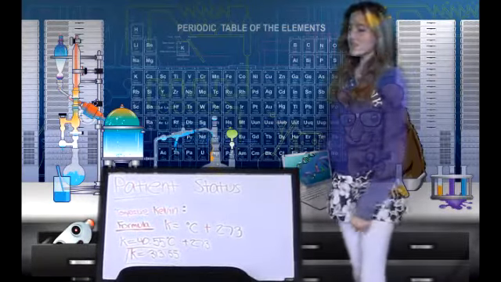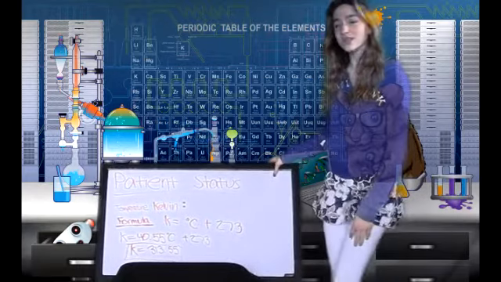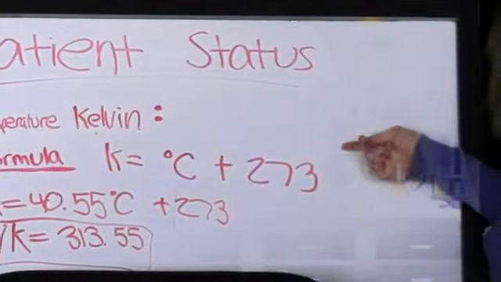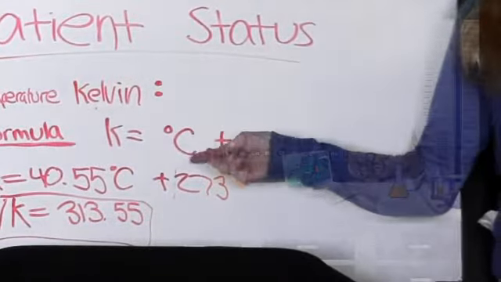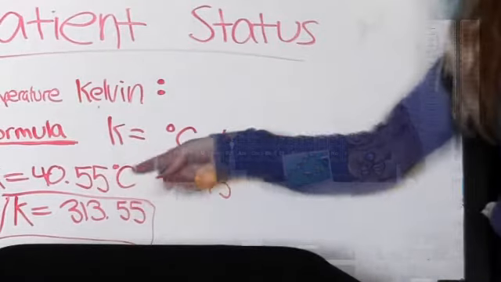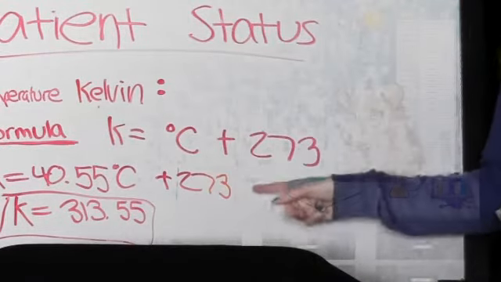Let's take a look at Sarah's temperature in Kelvin. The formula for Kelvin is degrees Celsius plus 273. If Sarah's temperature is 40.55 degrees Celsius, then we add that to 273.